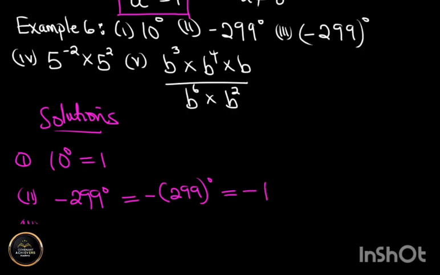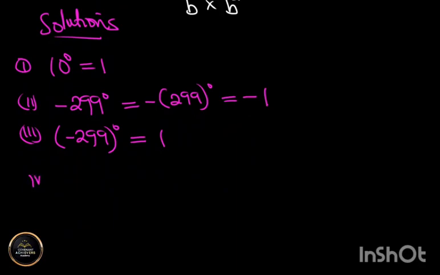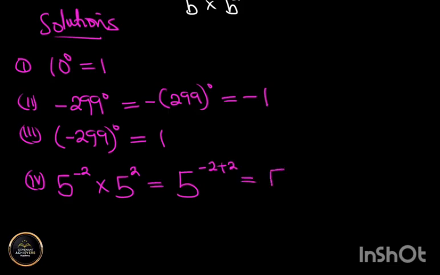And we have the third one, where you have, in brackets, minus 299 then raised to the power 0. Now everything in the bracket including the minus is raised to the power 0, and the answer here is 1, as we can see. And the next part of that question is 5 raised to the power minus 2 times 5 raised to the power 2. Now this is going to be 5 raised to the power minus 2 plus 2, and that is going to be 5 raised to the power 0, and the answer is 1.